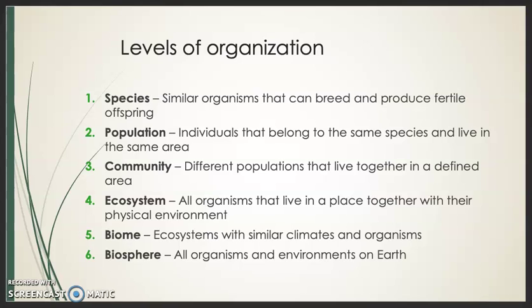We move up to the fifth level of organization, which is a biome. A biome is a group of ecosystems with similar climates and organisms. So we're here in the Midwest. We live in the Great Plains. This is all one biome. There's about 6 or 7 states in the Midwest that are very similar with climate and organisms. So there aren't too many major differences within one biome.